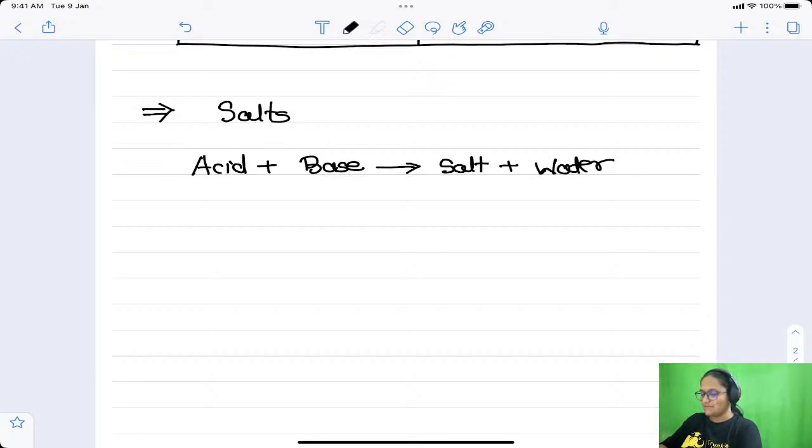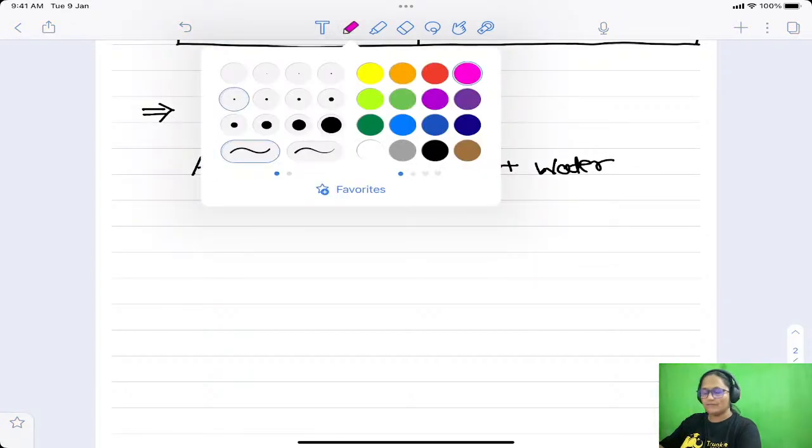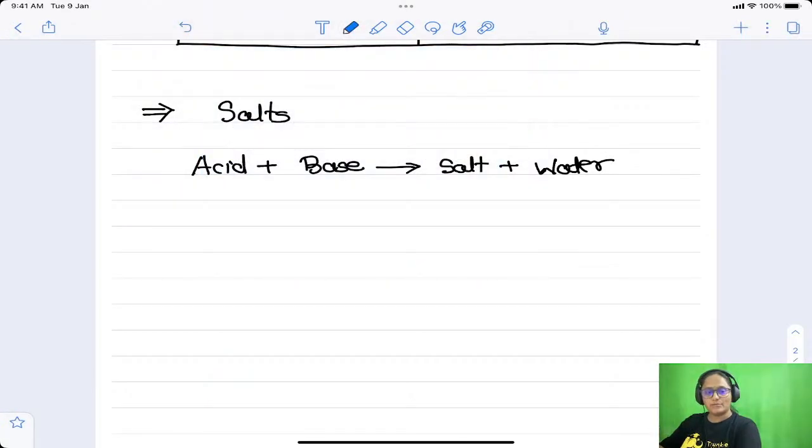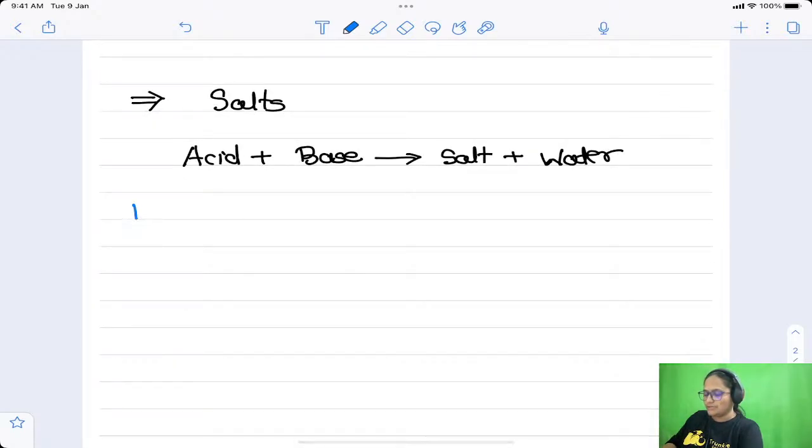As we know, acids are acidic in nature, bases are basic in nature. So the salt obtained depends on the nature of the acid and the nature of the base used in the reaction. First of all, we are going to discuss the family of salts.